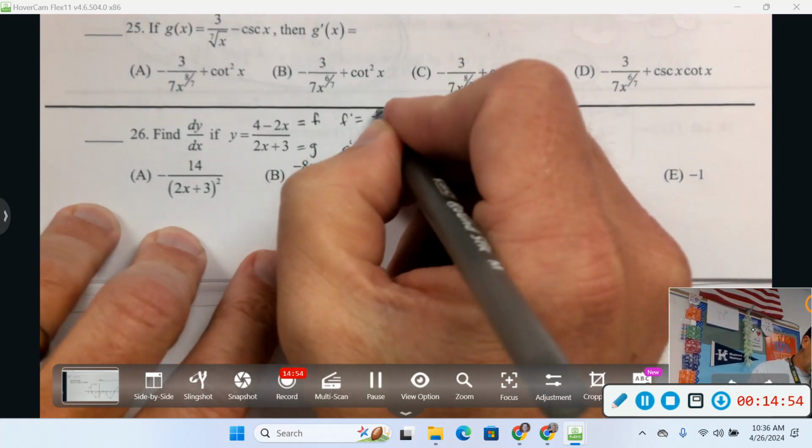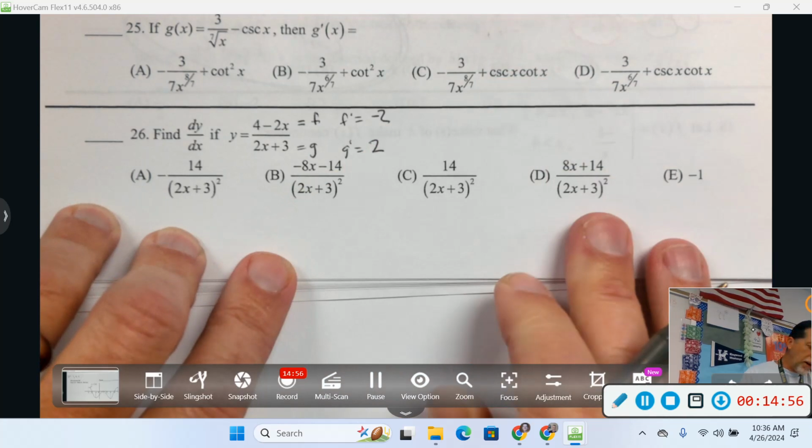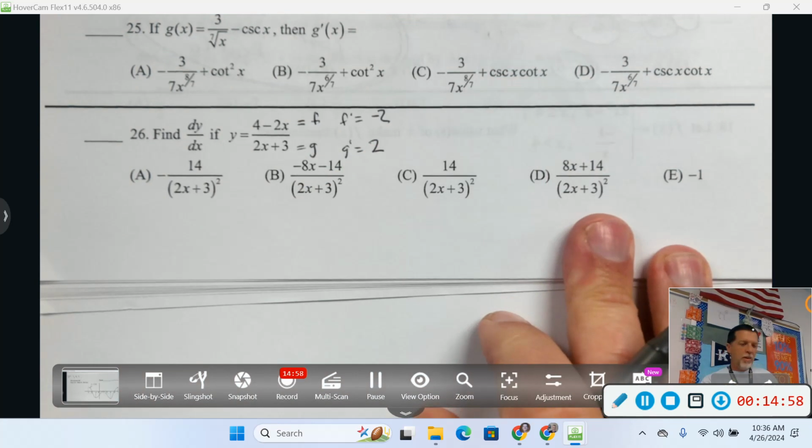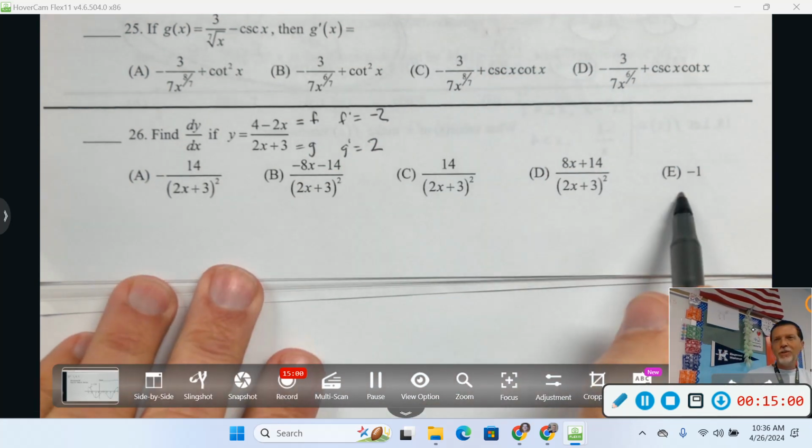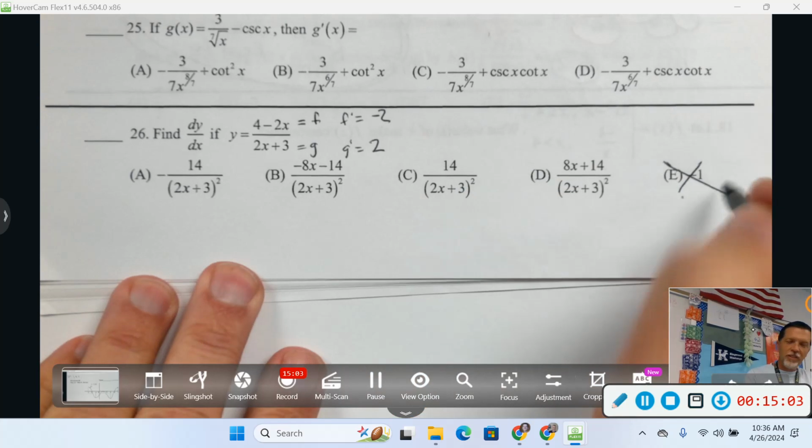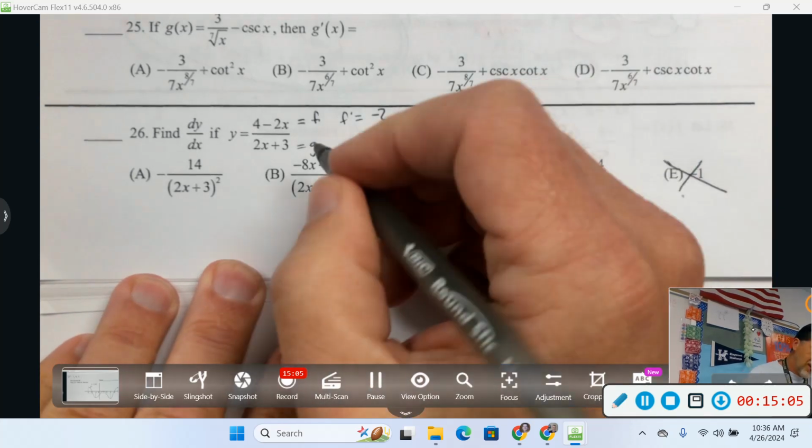F prime would be -2. G prime is +2. That's nice. Answer choice E is if you don't know the quotient rule and you just do the derivatives over each other. So that's not it.